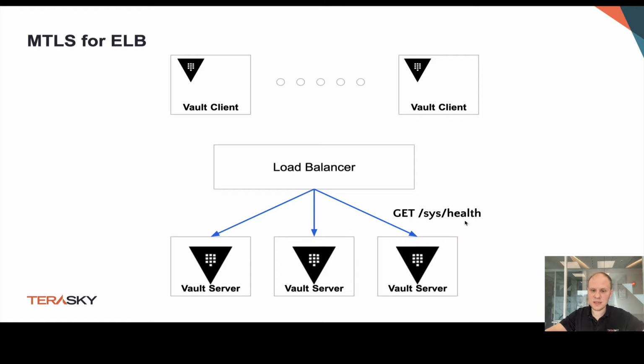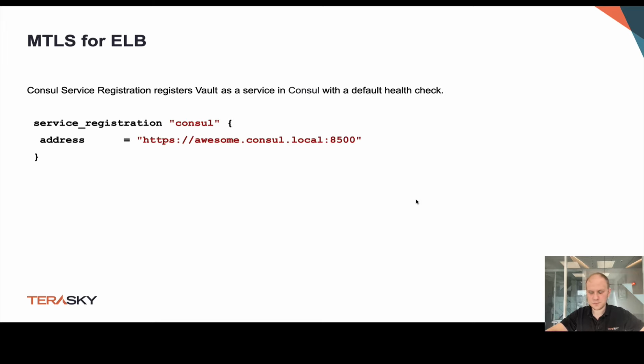And we wanted to actually access this path to check whether the Vault server is healthy or not. And the load balancer cannot access the Vault server once mTLS is enabled on the Vault server. And this is not a Vault problem, right? It's a general mTLS issue for ELB.